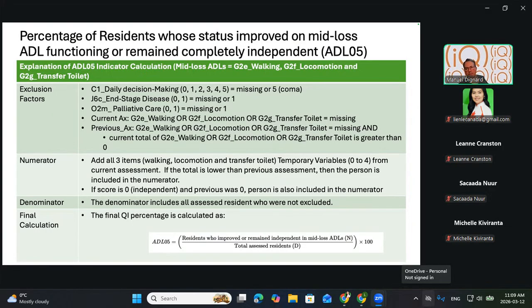We're looking at mid-loss ADL function, and that includes walking, locomotion, and toilet transfer. So these are essential for resident mobility and independence. So tracking improvement here gives us meaningful insight into functional recovery. It captures residents who either improved in one or more of these areas, or very importantly, like it says in the title, who remain completely independent between their current and previous assessment. So even though they technically did not get better, they're still giving you credit for it, for staying independent.